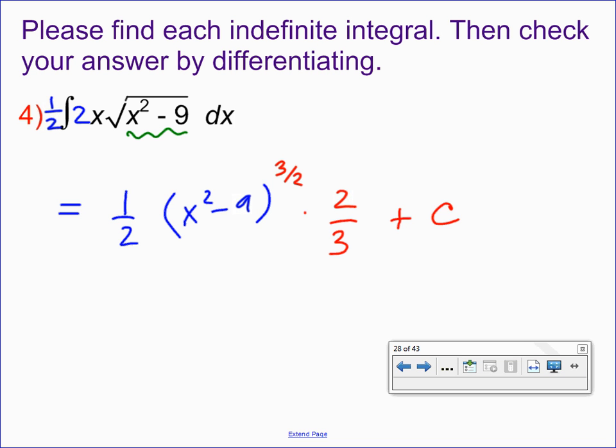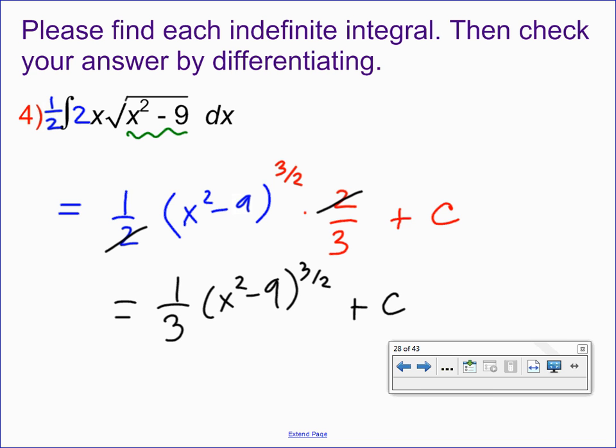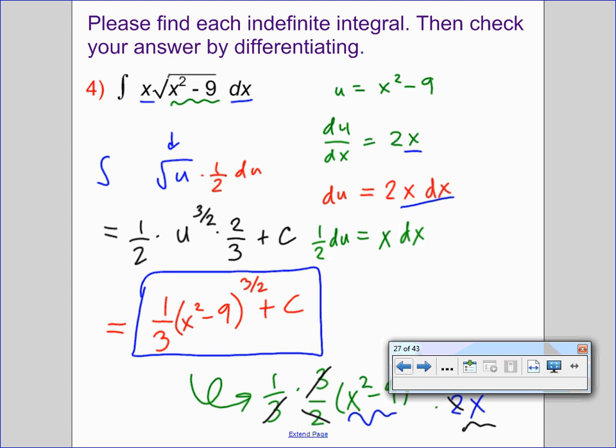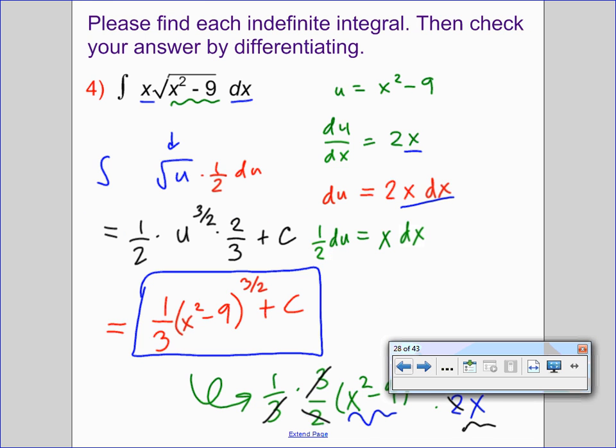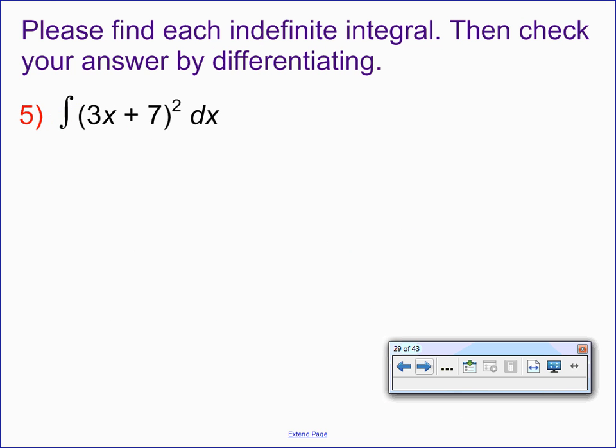We have a 2, and we have nothing else to cancel. So it looks like a 1/3 x squared minus 9 to the 3/2 plus c. How do we do? Oh, snap. There's our 1/3 x squared minus 9 quantity to the 3/2. All right, let's try another.